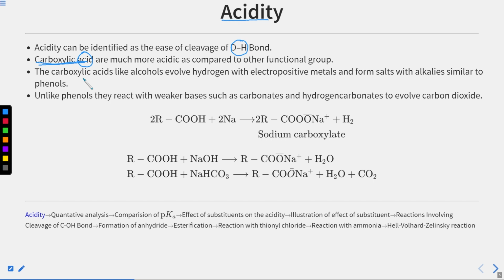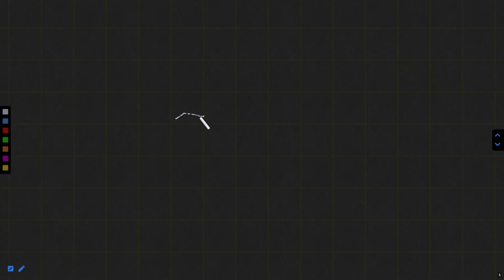Now, let us move to the next thing. How will we say that it is more acidic? For that, we have done some reactions, starting from the reaction with metals, moving on to the reaction with sodium hydroxide or sodium bicarbonate, and depending upon the reactivity with these specific bases, we will define the acidity of the carboxylic acid in comparison with the other functional groups. If we talk about the reaction with metals, then alcohols and phenols, basically phenol, react with sodium metal to give phenoxide ion. We have seen this reaction earlier. If you don't remember, let me draw it for you. It looks like this.